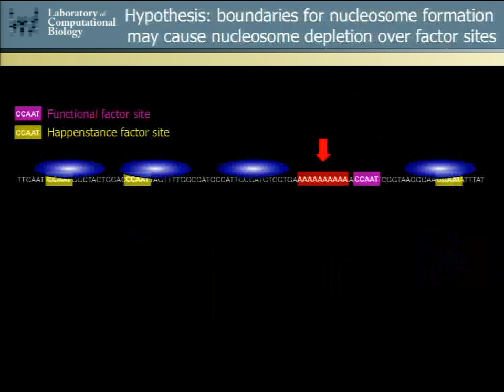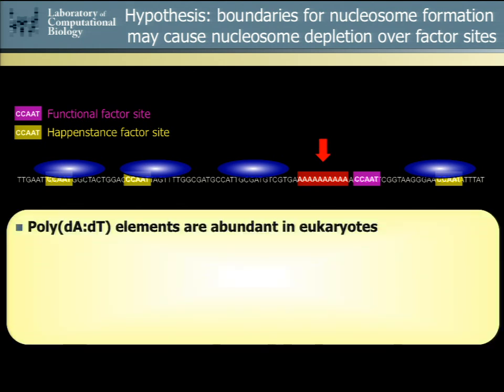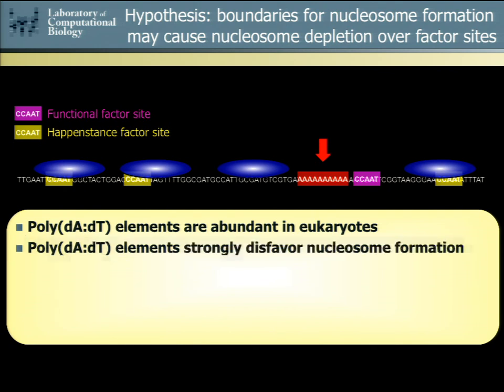So, in asking what is it in the DNA sequence, what are the key features that actually may be responsible for doing this? For several reasons we believed that these poly-A sequences, which are highly abundant in eukaryotic genomes, may have a big role in this. And that actually is one reason, just their sheer abundance makes them a likely candidate. Second, we and many others before us showed that poly-A sequences strongly disfavor nucleosome formation.